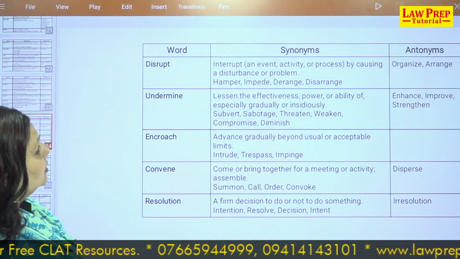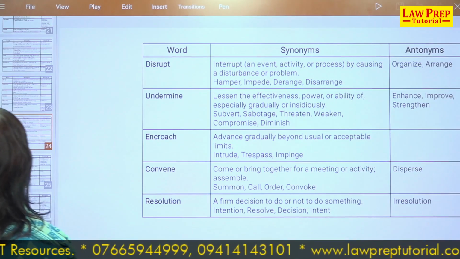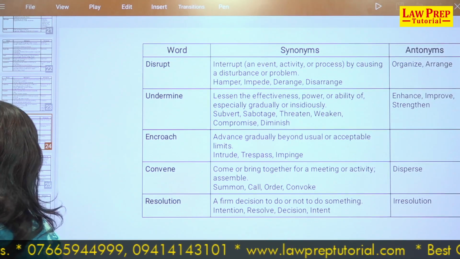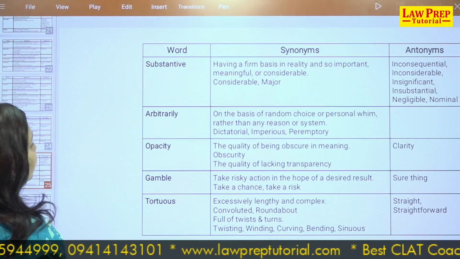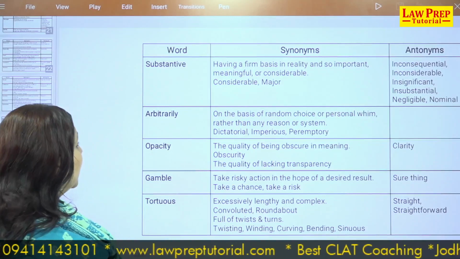Disrupt. Don't disrupt or interrupt in between. These are the words that are repeated things that I have taken. I take up the next in this, that is the word substantive. Substantive is having a firm base or very strong in something.